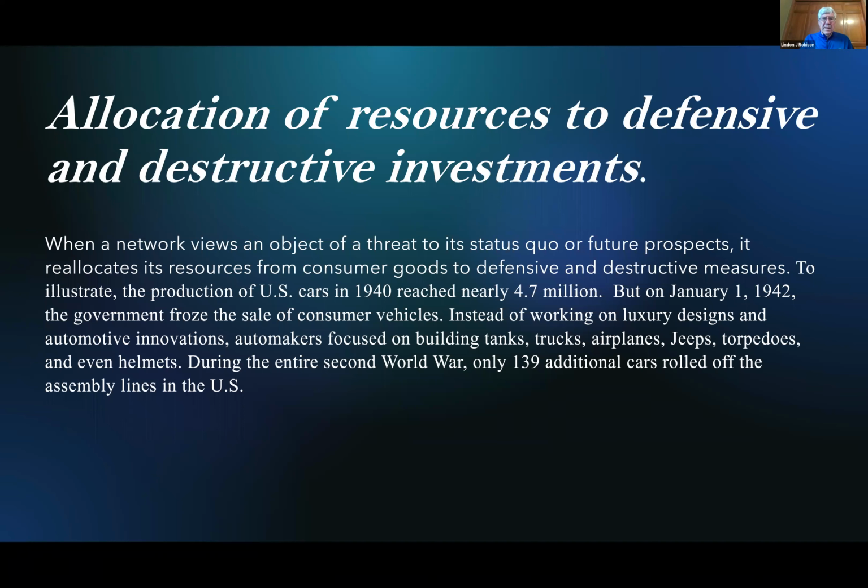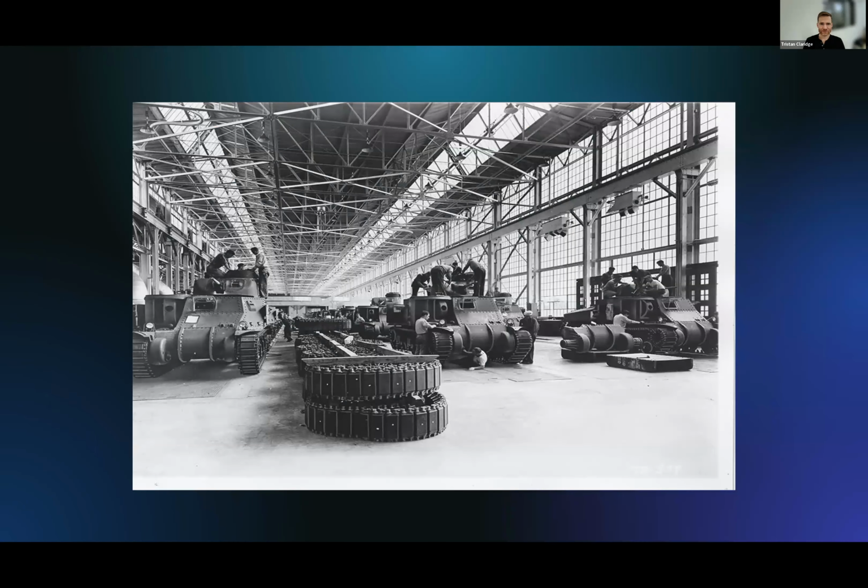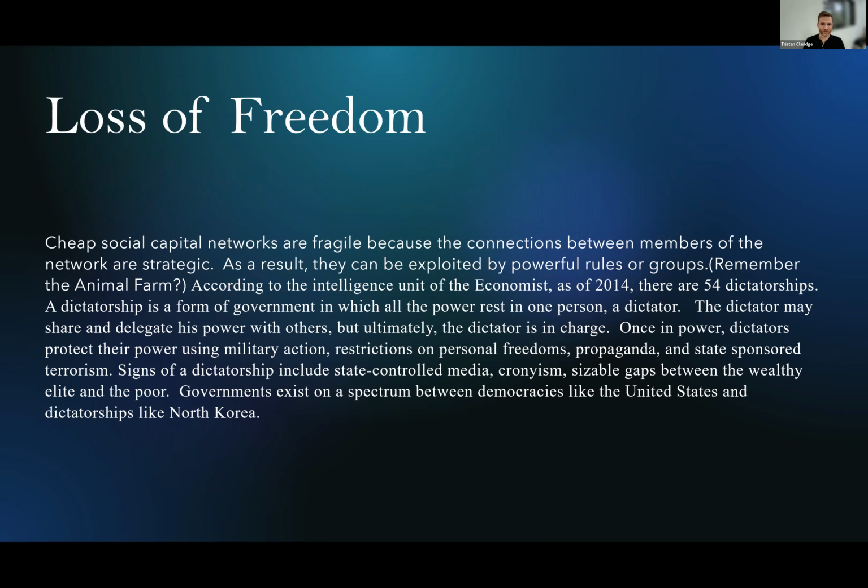of cheap social capital is that it diverts resources to defensive and destructive investments, including, as we mentioned in an earlier slide, the building of the wall between the US and Mexico. And certainly lots of other examples. Another one we could touch on, and this isn't by any means an exhaustive list, but another one is loss of freedoms.